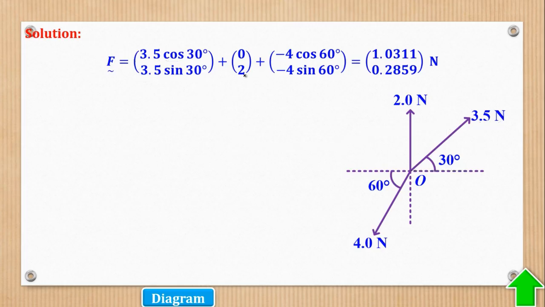Okay, then this one too is entirely vertical. There is no horizontal part. That is why the horizontal is 0 and the whole of it is vertical, which is 2. Then this 4 horizontal will be this side and vertical will be downward. Therefore, negative, negative. That's why it's negative 4 cos 60 and negative 4 sin 60.